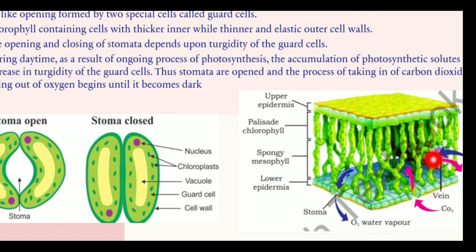And over here, this part is the vein of the leaf. So this is the internal structure of the leaf, and this is where stoma is present. So upper epidermis, then palisade cells, which are full of chlorophyll, spongy mesophyll, and then lower epidermis, and then you can see stoma. And the gaseous exchange has been shown with these blue arrows and the pink arrows.